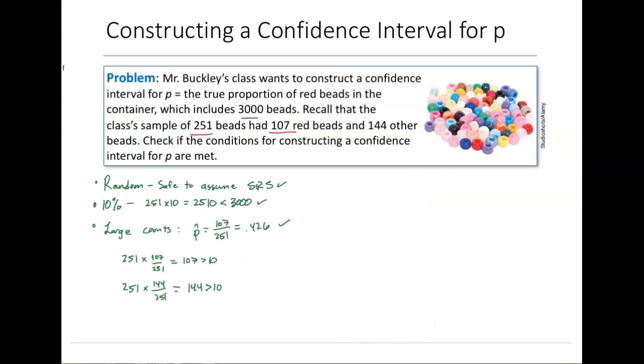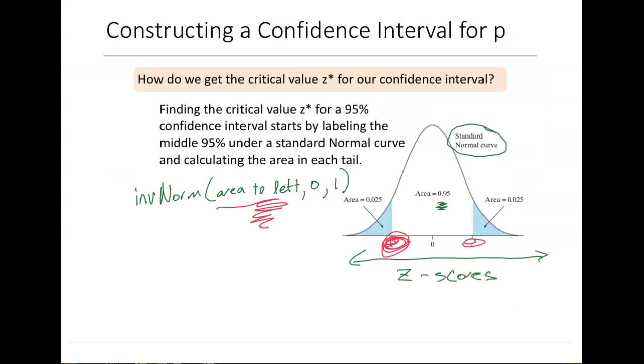In our calculator, if we're looking for that 95% critical value, I would input inverse norm, and let's say I want to find the one on the left. Well, the area to the left of that is 0.025, right? So I would put 0.025, comma 0, comma 1.